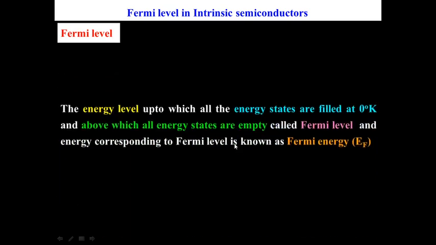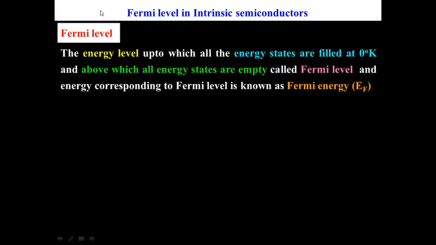So before going into the expression, first of all, we'll see what is the Fermi energy level. The Fermi energy level is the highest occupied energy level in an intrinsic semiconductor. The energy level up to which all energy states are filled at 0 degree Kelvin, and above which all energy states are empty, is called the Fermi energy level. And the energy corresponding to that Fermi level is called the Fermi energy, which is denoted by EF. F is in the suffix.